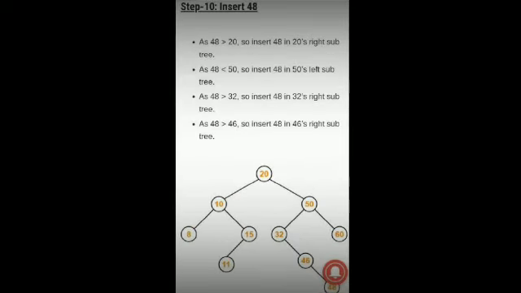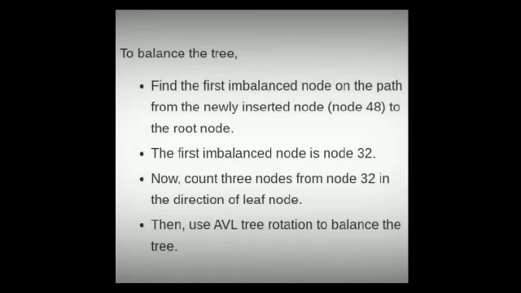48 is greater than 20. So we need to insert 48 in the right subtree of 20. 48 is greater than 46. So it is the right child of 46. It is imbalanced. To balance this, we need to go for a rotation.